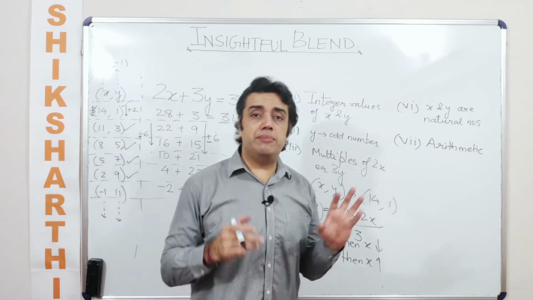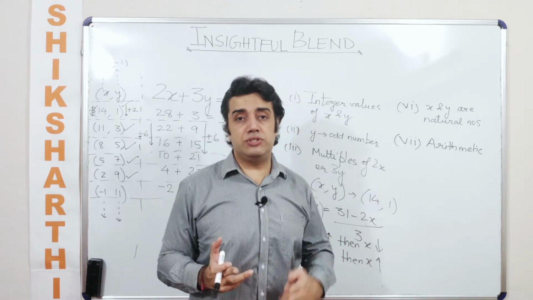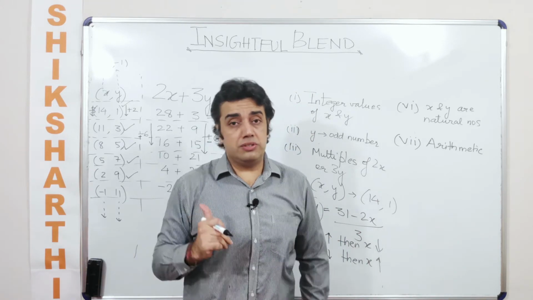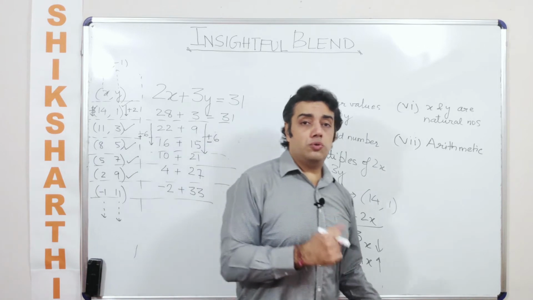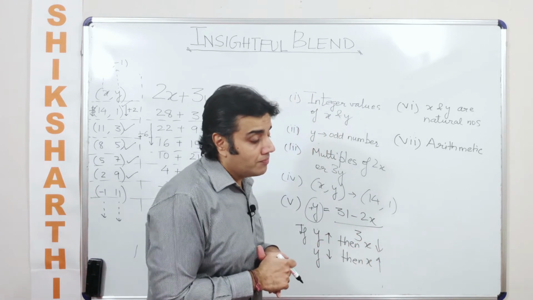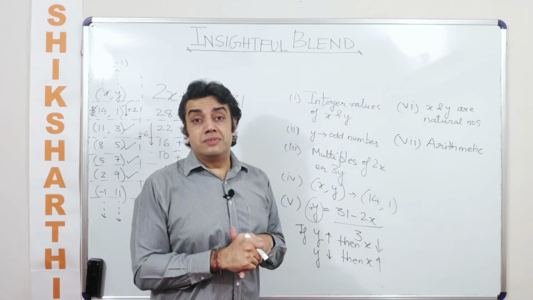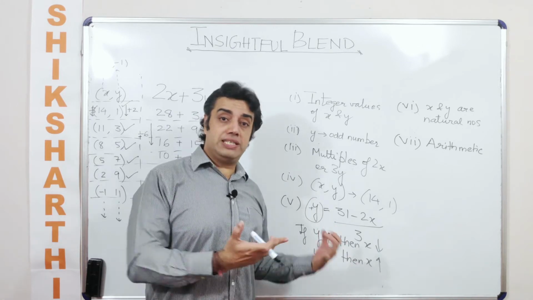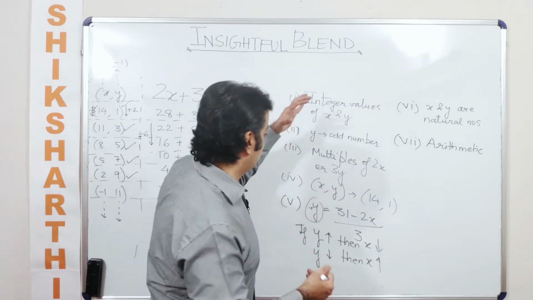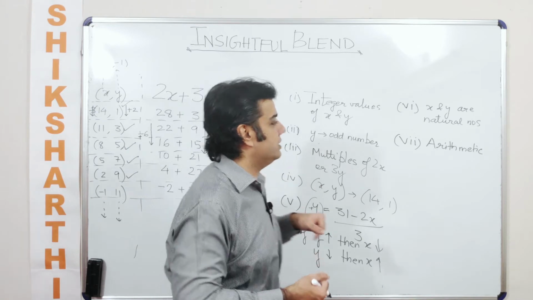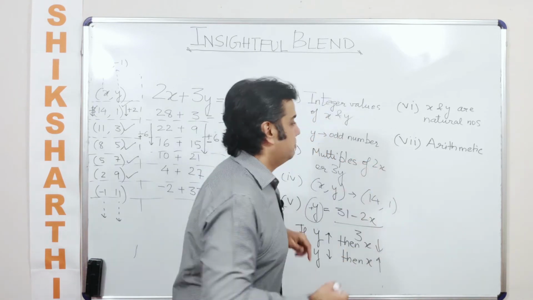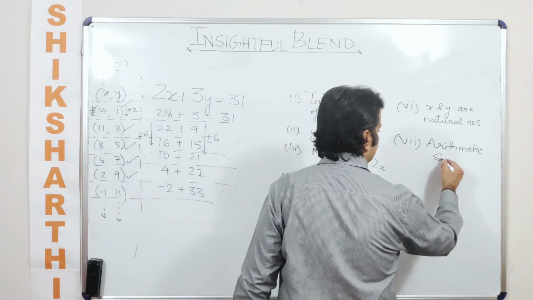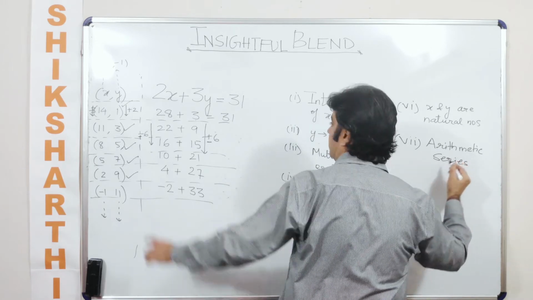Why? Because first of all, I'm using only 2 variables in the single equation, which is what makes this equation special. And not only this, but also you're using so many topics together, which is why this is an insightful blend. So you're using so many topics to solve only one question, which is why we call it a special equation. So finally we call it arithmetic series. Why? You have the answer now.